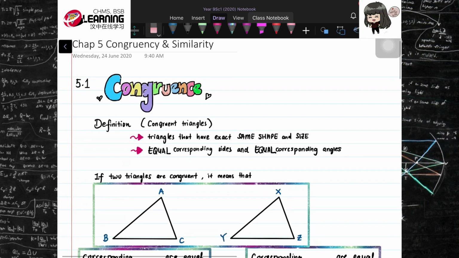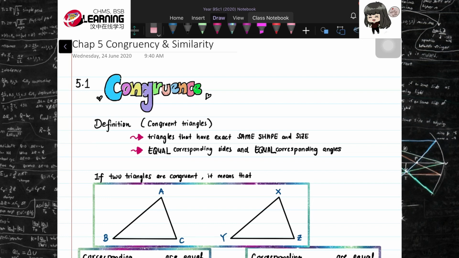I would like you to copy everything. You can write it in your own way, colorful, or you can doodle in your notebook and anything. I don't mind. It's all up to you as long as you feel comfortable with your own handwriting and your own notes. So I start out with congruence.